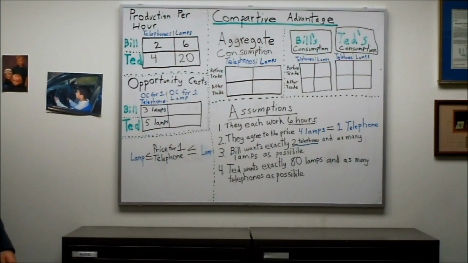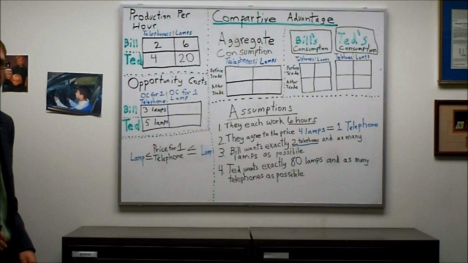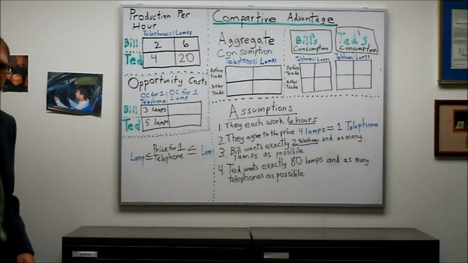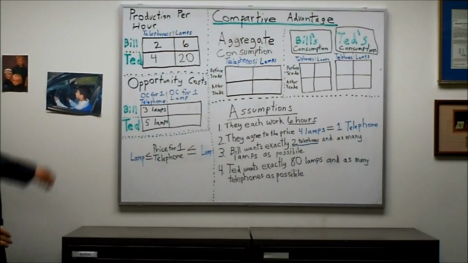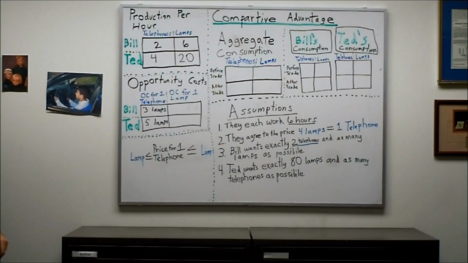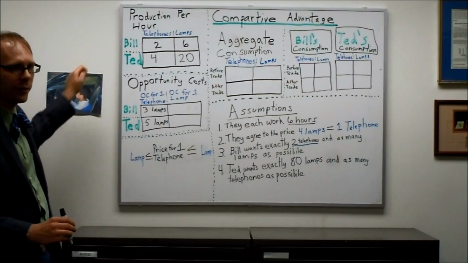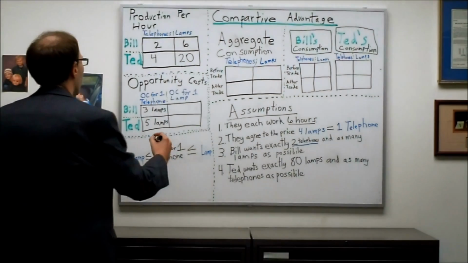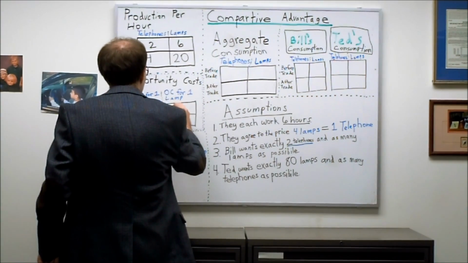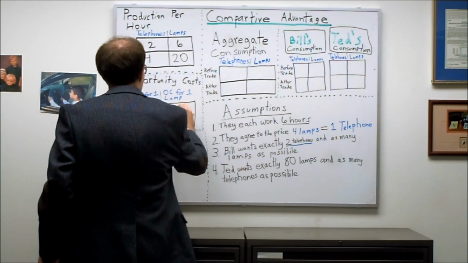Now, we are calculating the opportunity cost of producing 1 lamp for Bill and Ted. For Bill, he can make 6 lamps in an hour. If we divide 6 by 6, that makes it 1. We also need to divide telephones by 6, 2 divided by 6, to figure out the opportunity cost of 1 lamp. We discovered that 1 lamp costs 1/3 of a telephone.